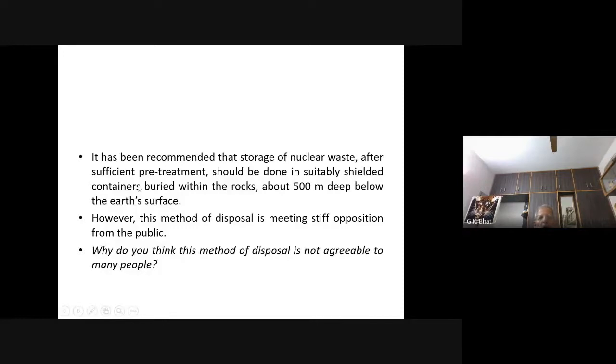It has been recommended that nuclear waste, after sufficient pre-treatment, should be stored in suitably shielded containers buried within rocks about 50 meters deep below the earth's surface. You have to go in search of rock, not soil. If it is put in soil, it may leak further down. In that rock, about half a kilometer deep, you have to put it and cover it.